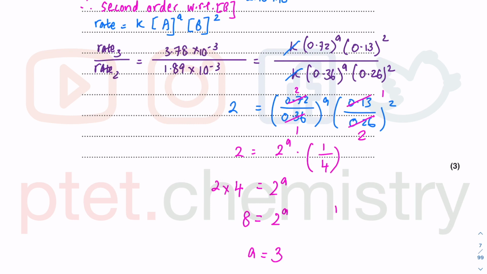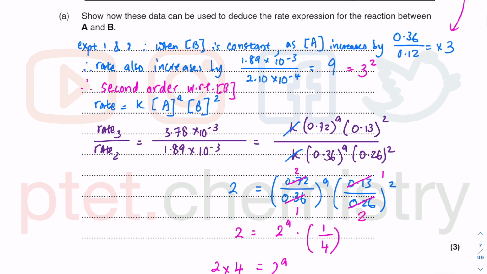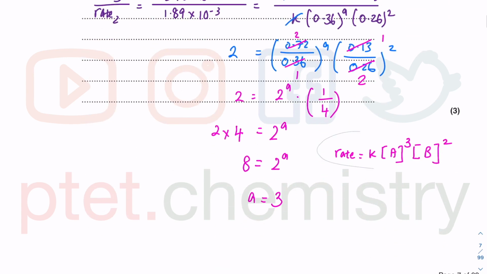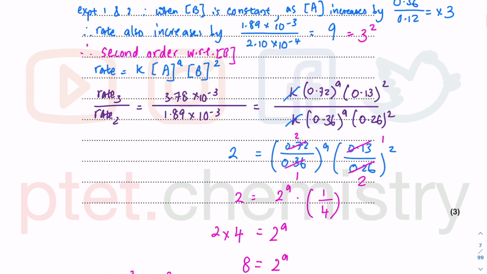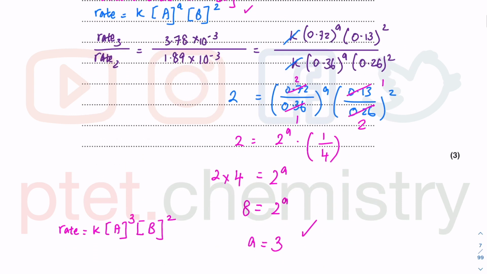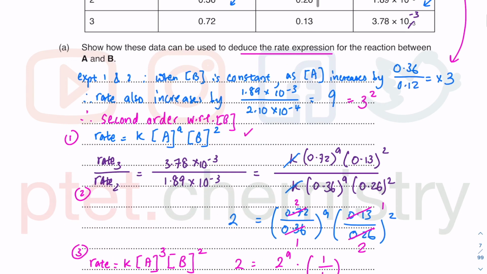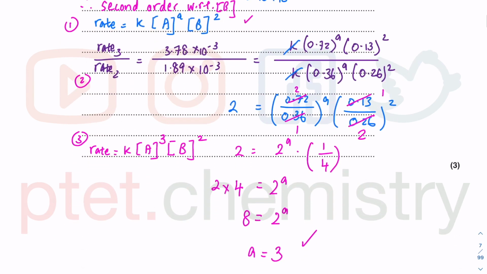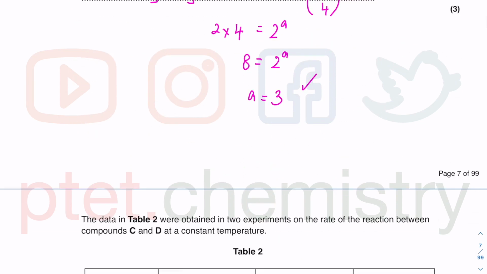So what we can say is the rate is equal to the rate constant, concentration of A raised to the power of 3, concentration of B squared, as that was the first thing I got from the earlier part of the question. Did they ask for the rate equation? Deduce the rate expression there. So I've gotten the order, the first part, the second part, and now the third part, the rate expression. What else do they want? That's all they want, to be honest. So that's it for that 3 marks question there.